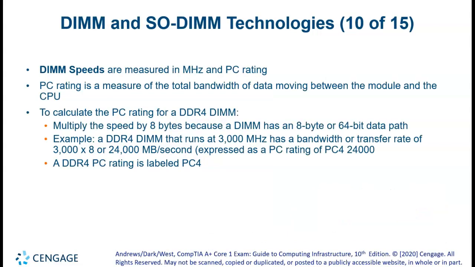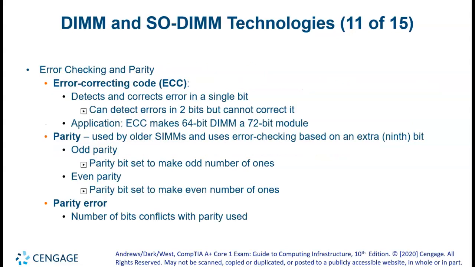DIMM speed is measured in megahertz and PC rating. PC rating is a measure of total bandwidth of data moving between the modules and the CPU. To calculate the PC rating for DDR4 DIMM, multiply the speed by 8 because the DIMM has an 8 byte or 64-bit data path. For example, a DDR4 running at 3000 megahertz times 8 is 24,000 megabits per second. So it has a PC rating of 24,000. But they'll never ask you this on an A+ exam, so you don't need to worry about it.